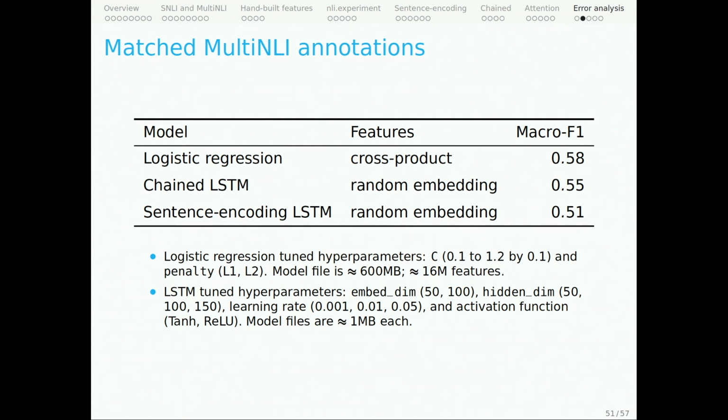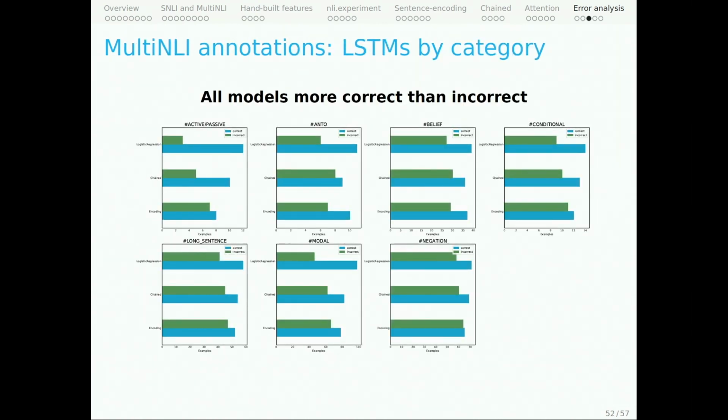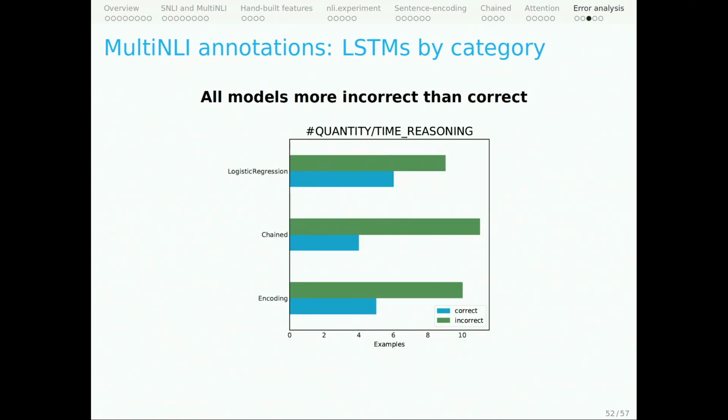I'm less concerned though with the absolute performance, although it would be nice to bring it into the mix for an error analysis. But what I was really interested in is that you have this view of absolute performance where maybe logistic regression is best, but how are they differing according to these different annotation categories? So there are 16 of them, and I grouped them in a few ways. These are the categories where all the models are more often correct than incorrect. That's a high-level summary, and that's active, passive, antonyms, belief reports, conditionals, long sentences, modals, and negation. It's pretty good, okay? And it's good that there are a lot of them where they're more often correct than incorrect. Here's the one case where all the models were more incorrect than correct.